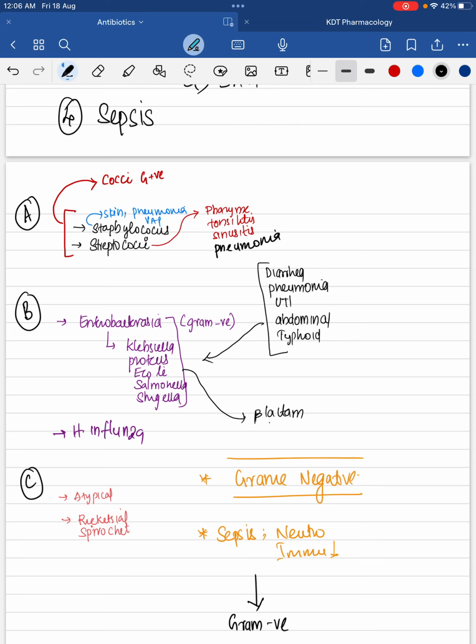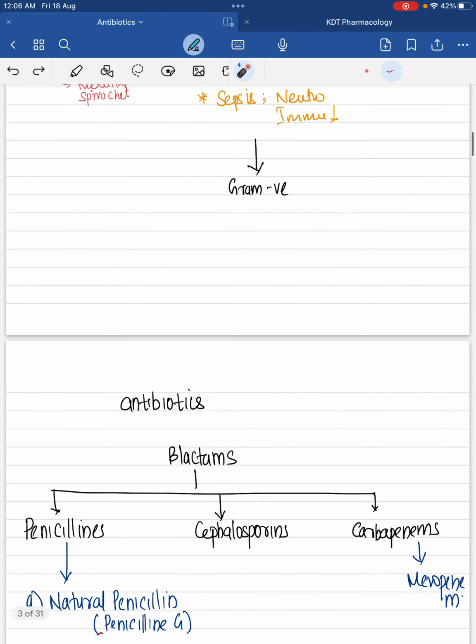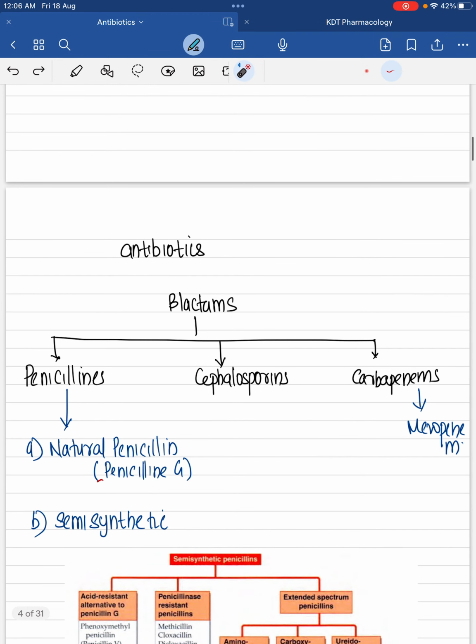Now the third group is the other groups, like atypical bacteria, Rickettsia and spirochetes. Today we will be discussing mainly the first two groups, or the antibiotics for these groups. Okay, now we will go through the different groups of antibiotics, an understanding of each group being necessary to understand how to choose proper antibiotics for the different organs.